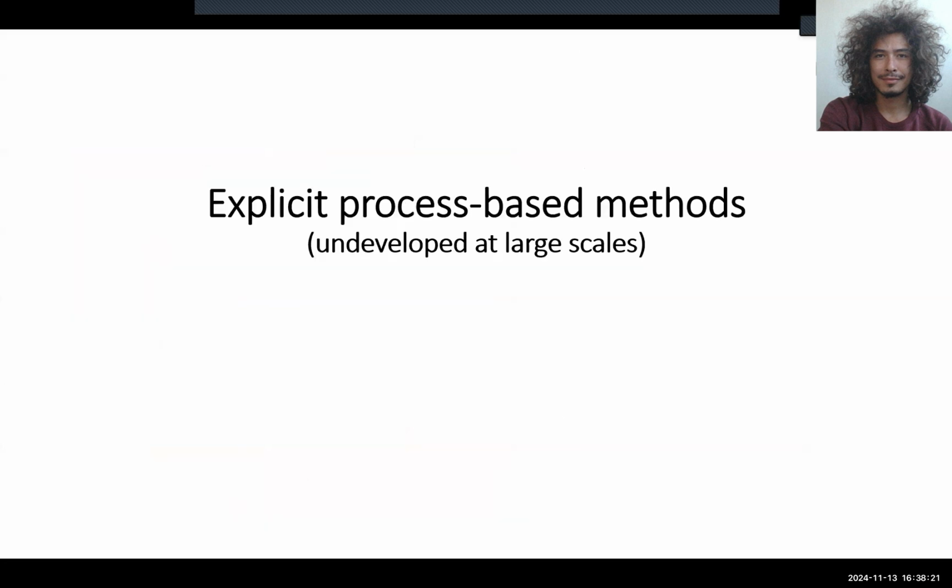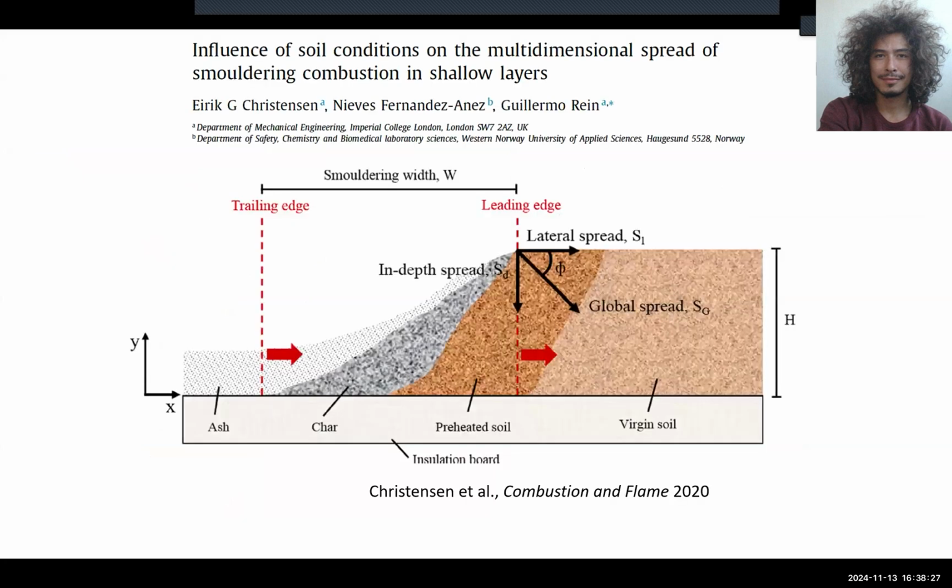The other way would be through explicit process-based methods, but this is not yet developed. There are only some papers, which Professor Huang is one of those involved in such efforts, in which this is done at the laboratory scale, and they decompose in-soil spread into two vectors, a lateral and a vertical one, which lead to a global vector. And this is basically then modeled or captured as a function of soil organic carbon content, or the inorganic carbon content, or the moisture content.